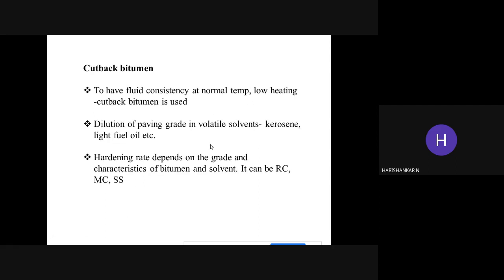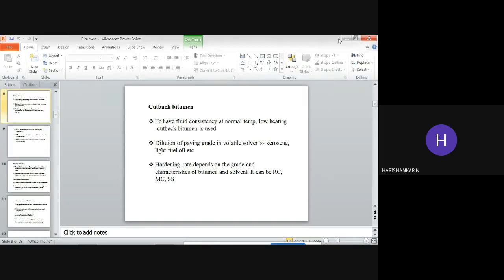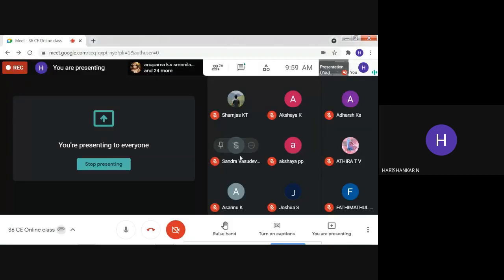So here you can see the cutback bitumen. I hope you are following.